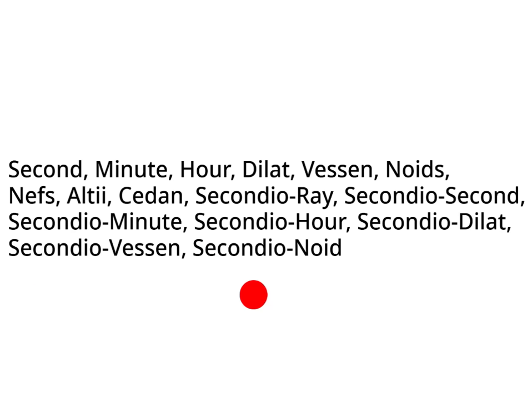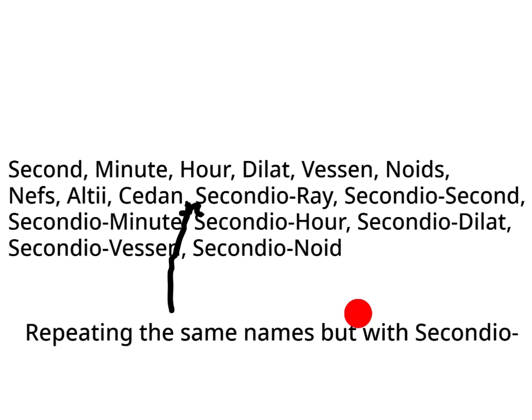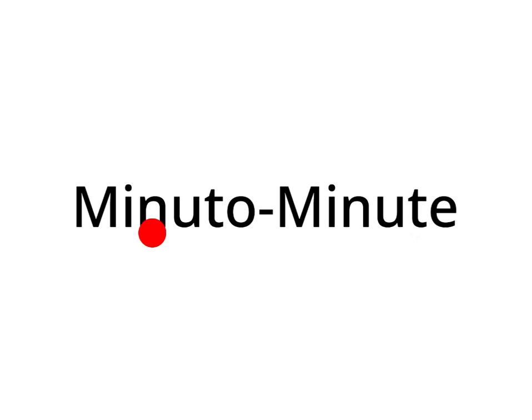You can see here that after the secondio ray, all we're doing is putting secondio before the measurements of time we've already recapped. So we have secondio ray, secondio seconds, secondio minutes, secondio hours, secondio dillet, secondio vesen, secondio noid, and you can see how it goes. It just keeps on going from there. Eventually we get up to a secondio seden, and then we get to a minuto ray. Then we put minuto before everything. We get minuto seconds, minuto minutes, all the way up to minuto seden. After minuto seden, we have hour ray.